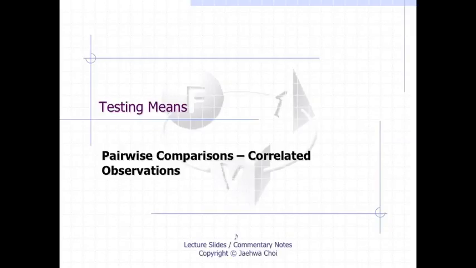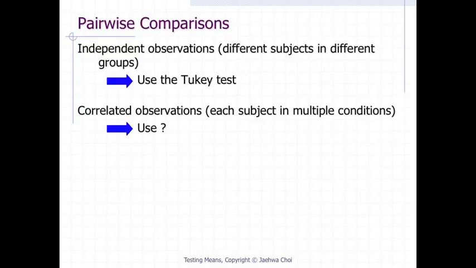Pairwise comparisons, correlated observations. When doing all pairwise comparisons among independent groups, the Tukey test is the recommended procedure. However, when each subject is tested in each condition, the Tukey test makes an assumption that is unlikely to hold, that the variance of the difference scores is the same for all pairwise differences among conditions. Thus, another procedure is often used when doing pairwise comparisons with correlated observations.